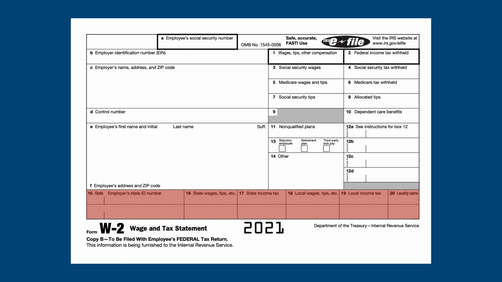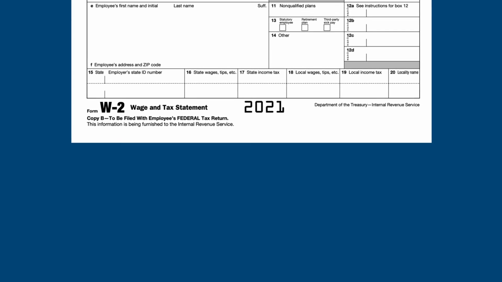Boxes 15 through 18 are for state and local tax information. Most of the time this will consist of a state employer identification number, the wages subject to that state's tax, and the state or local tax withheld. There may be multiple states listed or no state at all. So there it is, your W-2 explained in less than 1,000 words.